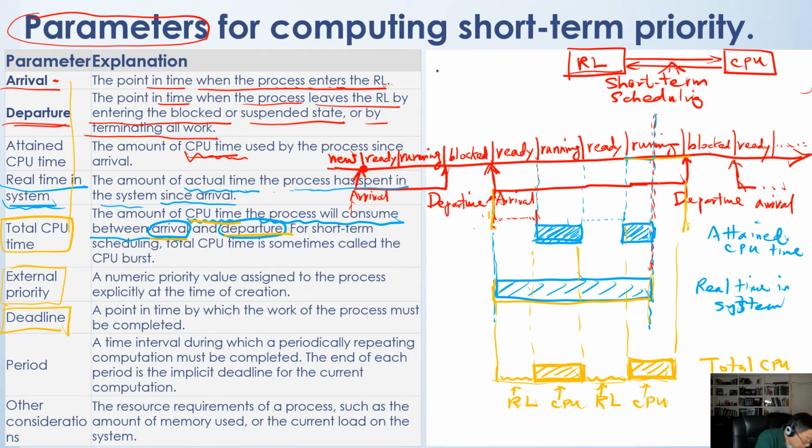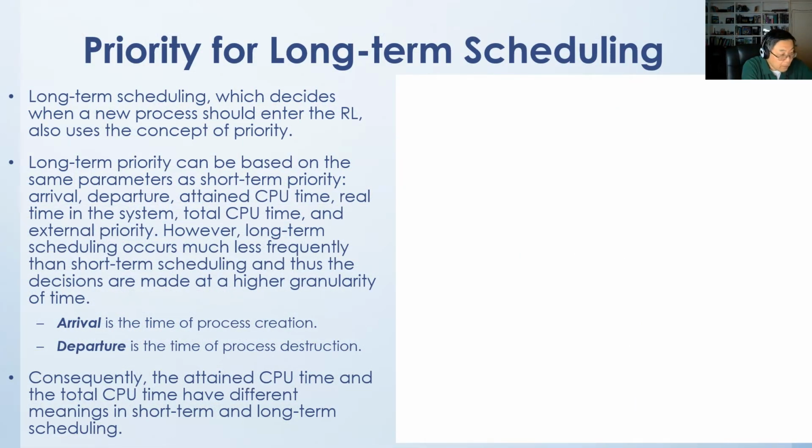So these are the different parameters. There's also other parameters like a period and the other kind of considerations, but these are the main parameters we actually use to determine the short-term priority. Now let's take a look at the priority for long-term scheduling. Now remember, long-term scheduling decides when a new process should enter the ready list. So now, because of this, the long-term scheduling algorithm also uses the concept of priority. And we can also use the same parameters as the short-term priority. For example, we can use the arrival, departure, attended CPU time, and real time in the system.